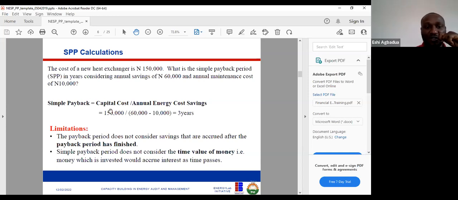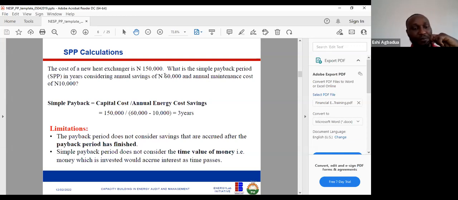So of course, the cost of it is 450,000. And then the annual savings is 60,000. But there's also a maintenance cost, which is added because you're maintaining the heat exchanger in this particular case. So you have to subtract this maintenance cost from the savings before you can get your payback period. So this is just a typical example of calculations of a simple payback period.